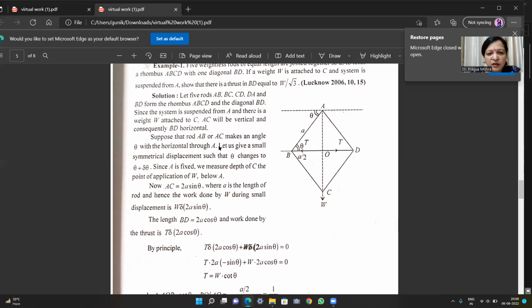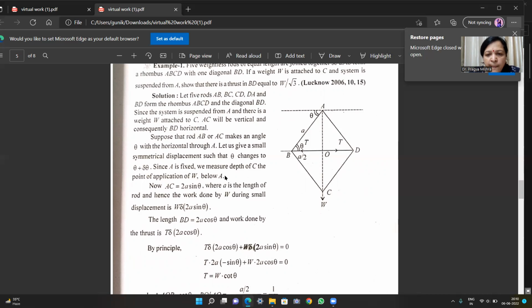Now suppose the rod AB or AC makes an angle theta with the horizontal through the point A. यहाँ पे ये angle theta है, तो alternate angle के through this angle is also theta. Now this system is in equilibrium. Now let us give a small symmetrical displacement such that theta changes to theta plus delta theta. Now, since A is a fixed point, we measure the depth of C, the point of application of W, below A. A fixed point लेंगे और जितनी भी चीजें हम मेजर करेंगे सारी इस fixed point से ही मेजर करेंगे.